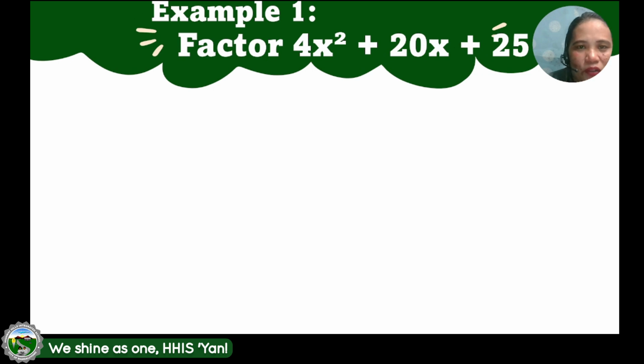How can we factor 4x squared plus 20x plus 25? Ano yung dapat nating gawin? First, you have to consider if the first term and the last term are perfect squares, followed by whether the middle term is twice the product of the square roots of the first and the last term. Okay, tingnan natin yung solution.